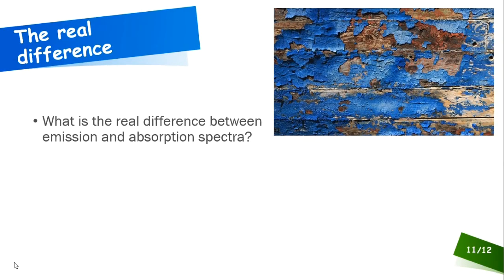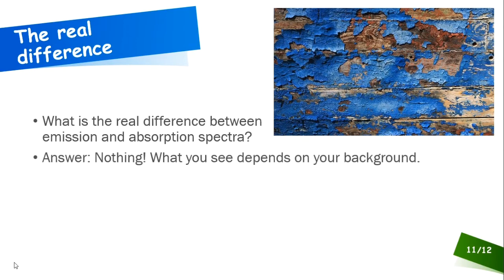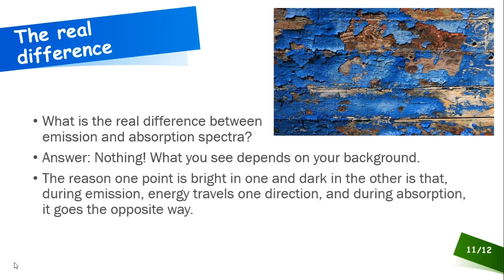But what are the real differences between the emission and absorption spectra? Well, there's nothing really different between them. What you're seeing just depends on your background. The reason one point in one spectrum is bright and dark in the other is that during emission, energy travels one direction, and during absorption, energy goes the other way. So that's why you see the flip-flop between the images. In one sense, you're giving off the fingerprint, and in the other, you're taking it in.